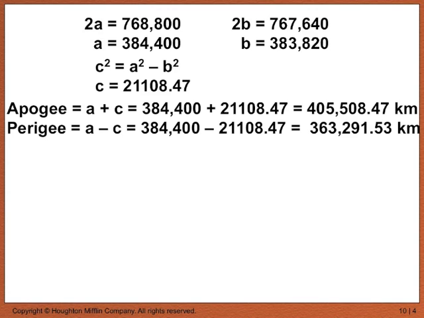Therefore, the apogee is A plus C, and that's 384,400 plus 21,108.47, and the apogee then is 405,508.47 kilometers. The perigee is A minus C, and that's 363,291.53 kilometers. I'm going to quickly go back to the last screen just to show you, in case you haven't figured it out already, why it's A plus C and A minus C.